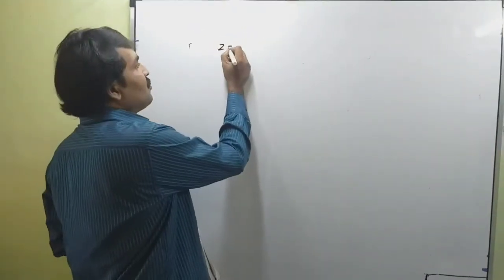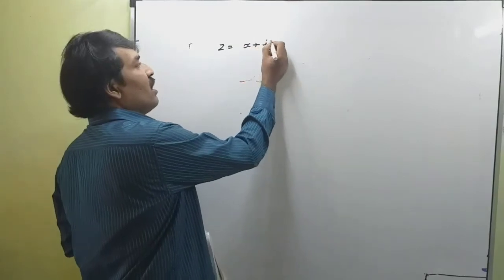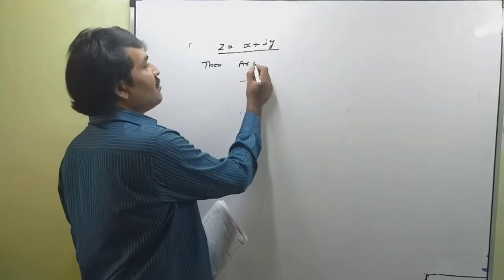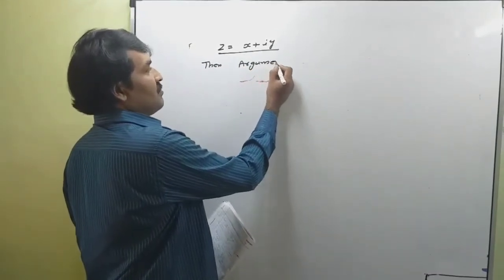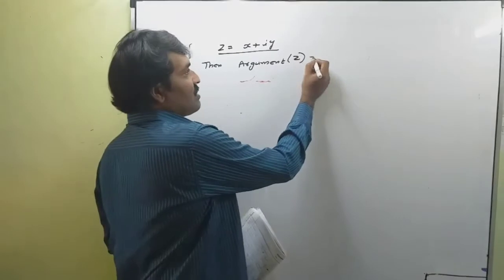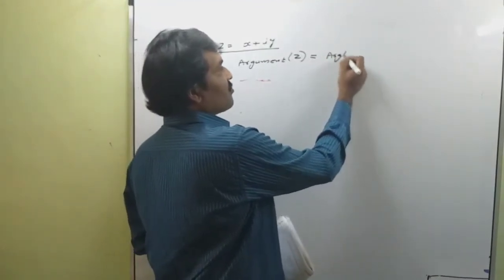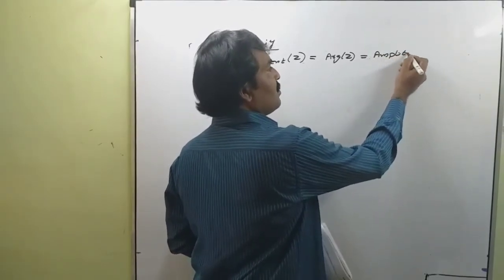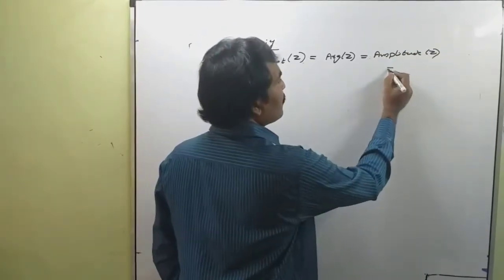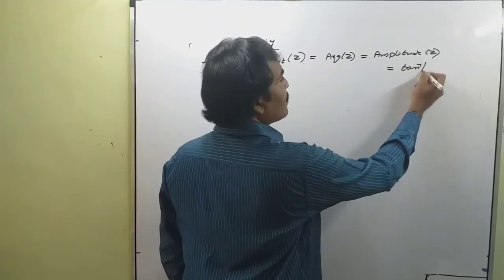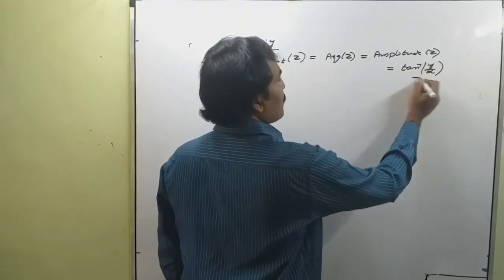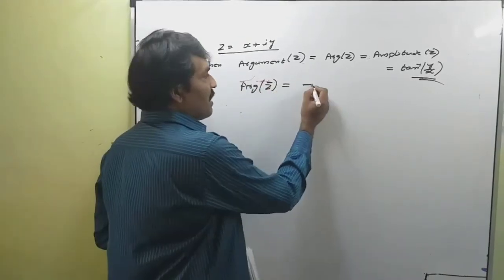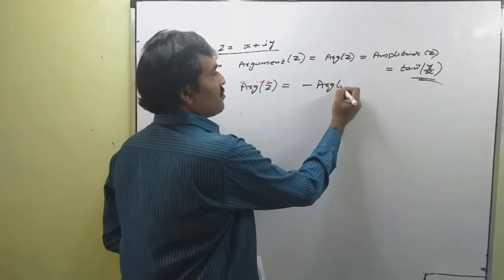z is equal to x plus iy. Argument of z, this is also called amplitude of z, is tan inverse y by x. And argument of z conjugate is equal to minus argument of z.